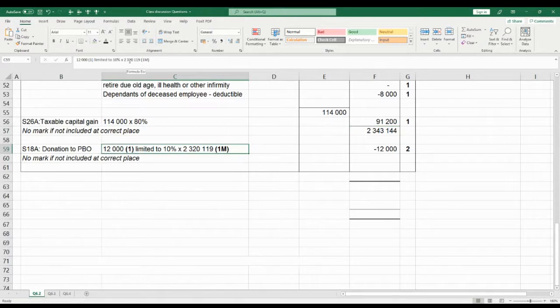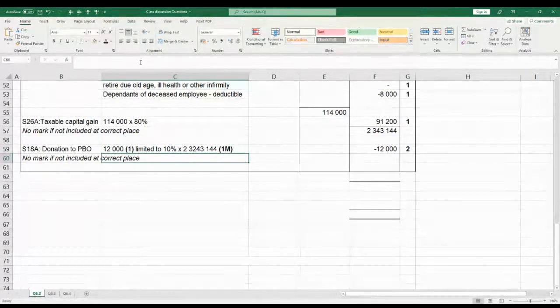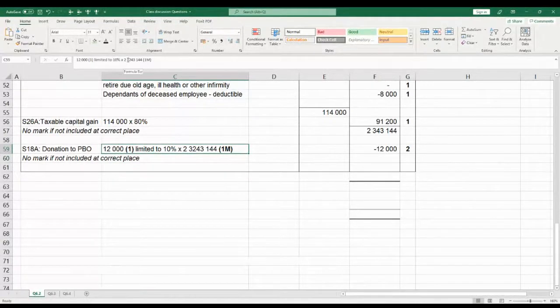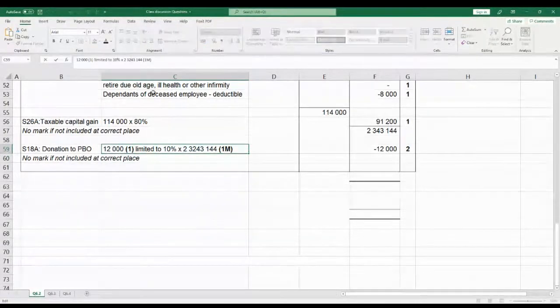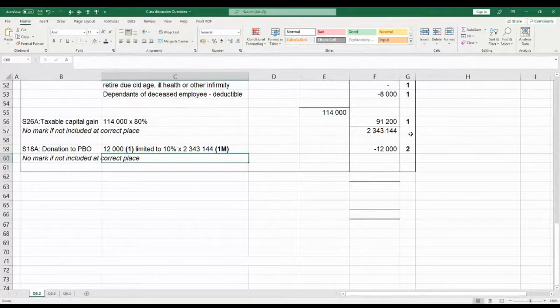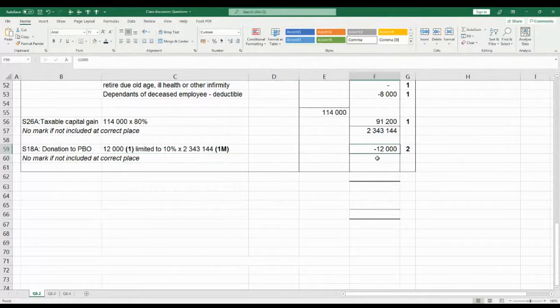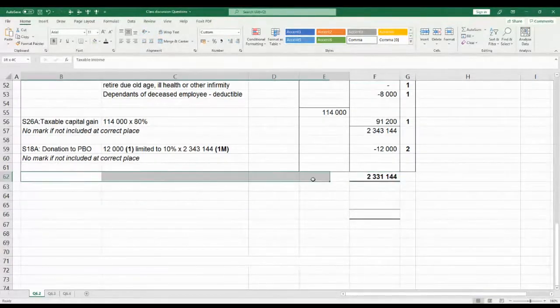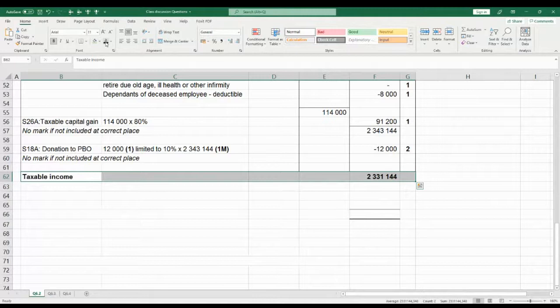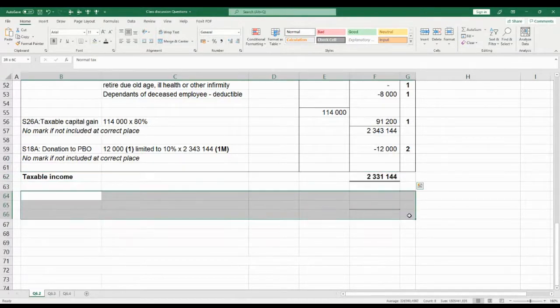Sorry, this is 2,343,144, which means 10% of that would be 234,000 basically. Now, because the amount was only 12,000, you can only deduct the actual amount of 12,000, and then you add that whole column together to get to your taxable income of 2.331 million. And then they said we had to work out the tax liability.